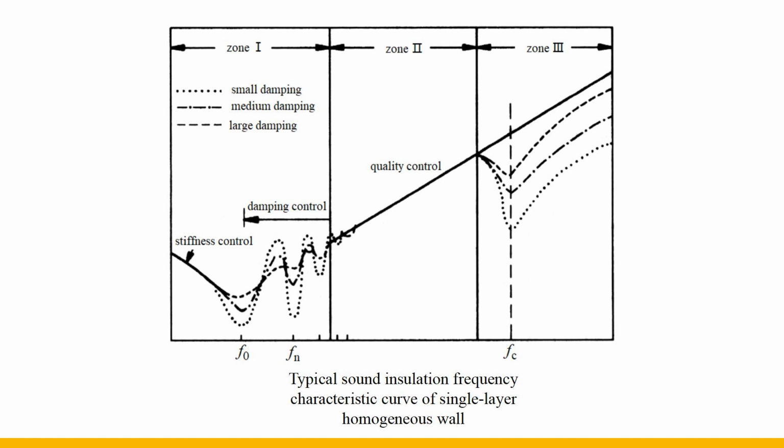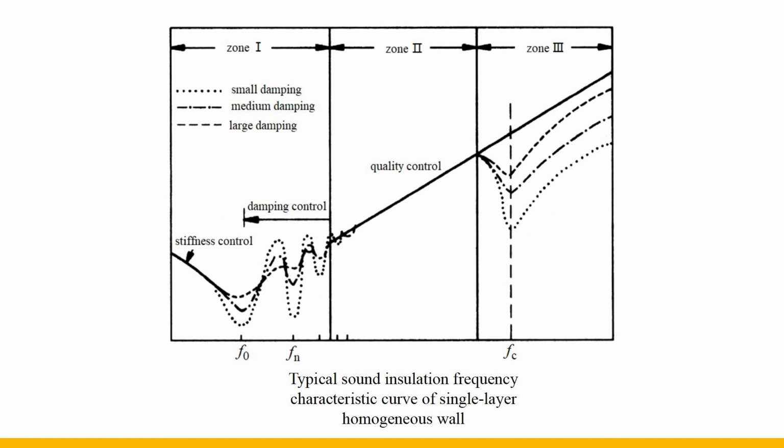This is a typical sound insulation frequency characteristic curve of a single-layer homogeneous compact wall. It can be seen from the figure that the low-frequency sound insulation is controlled by the stiffness, and the sound insulation decreases with the increase of the frequency. The stiffness refers to the ability of the component to resist elastic displacement. As the frequency increases, the mass effect increases. At some frequencies, the stiffness and mass effect cancel each other out, resulting in resonance.